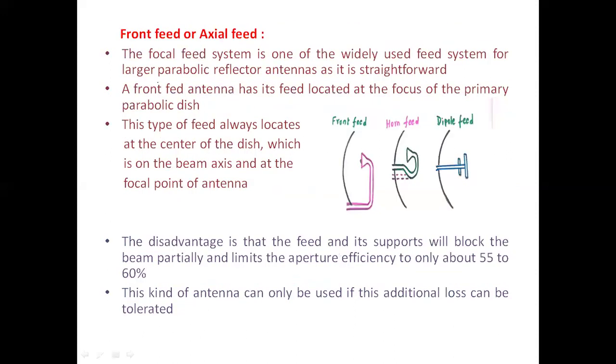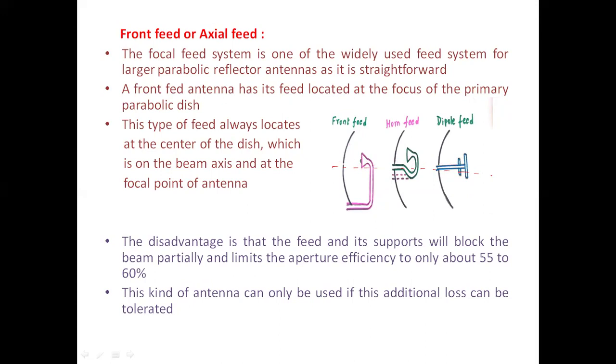The first type of feed system we are going to discuss is front feed or axial feed. From the diagram, we have taken three different ways in which we can arrange our feed system. The first one is called the frontal feed. In these two cases, the type of antenna is a horn antenna, and the third one is a dipole feed. In all these three cases, one point is common: the feed system placed coincides with the axis of our antenna, that is, the parabolic reflector.